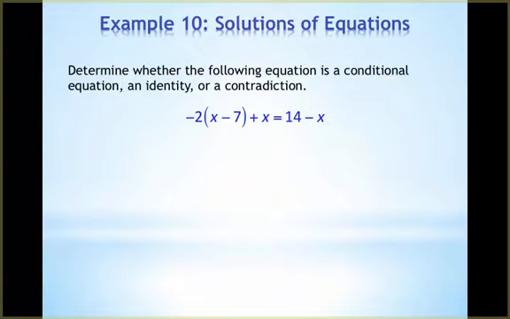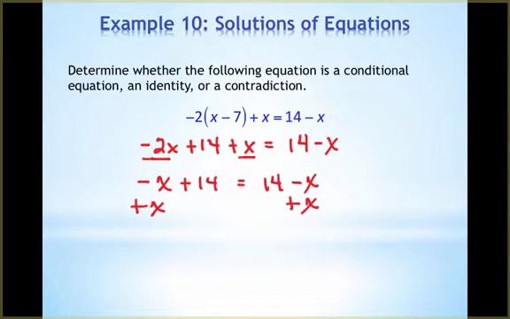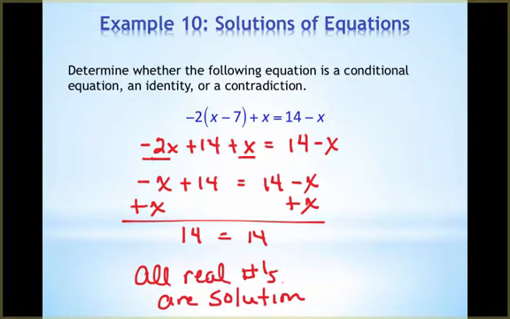For our last example, let's start with distributive property. Negative 2x plus 14 plus x equals 14 minus x. Let's combine like terms. Negative 2x and positive x would be negative x plus 14 equals 14 minus x. Let's add x. And this time I get 14 equals 14, which is true. So that means that all real numbers are a solution. So any value you pick for x will make this true. And when that happens, we call those equations identities. So this would be an example of an identity.